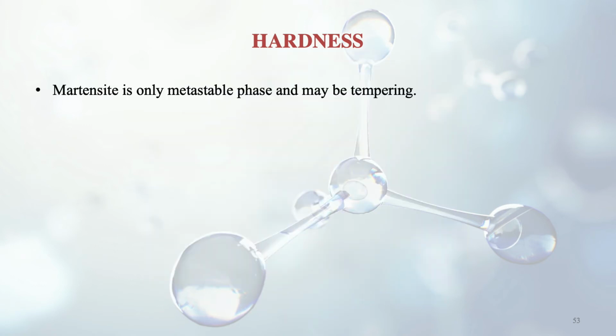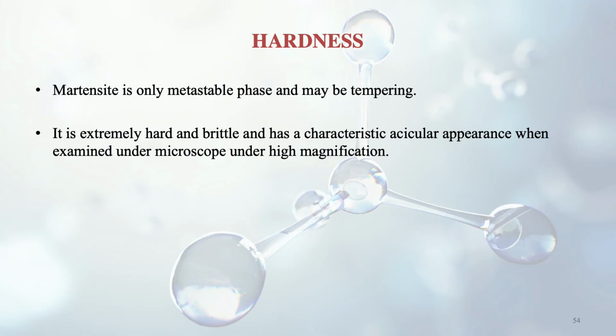Martensite is only a metastable phase, and maybe tempering also. Tempering is also a process where we can improve the steel, and it is done at a temperature below the lower critical temperature only. Basically, martensite is extremely hard and brittle and has a characteristic acicular appearance. As we have discussed earlier, it has an acicular appearance and is hard and brittle whenever we examine it under a microscope.